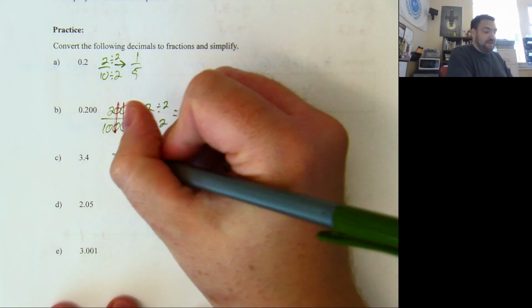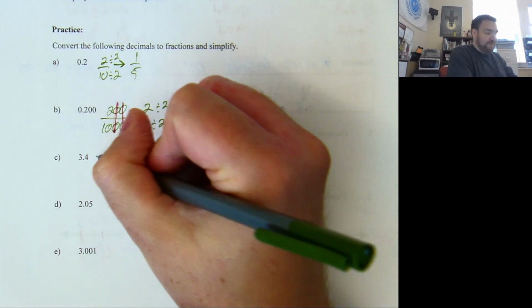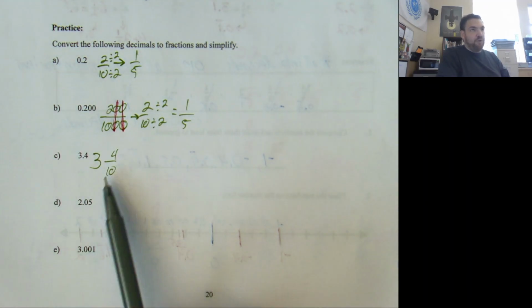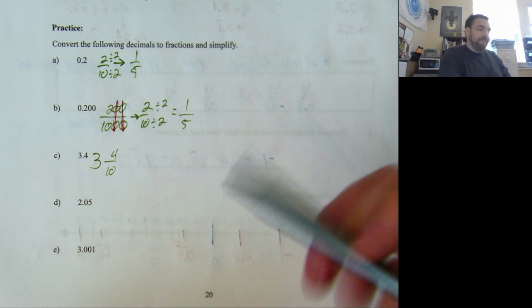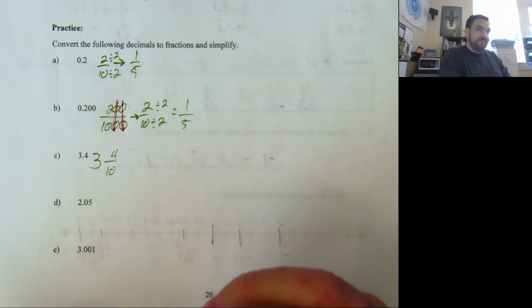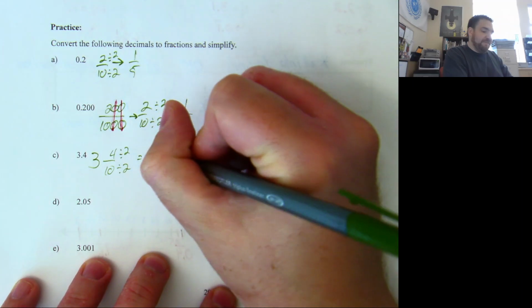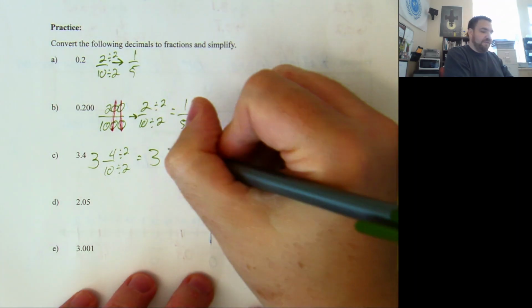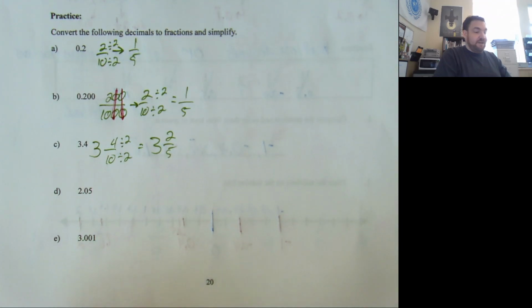It's going to be 4 over 10. And that 3 to the left of the decimal place shows up as the whole number out front. So this thing as a fraction is going to be 3 and 4 over 10. Can I go any further? I can, Andrew. What do I do? Divide numerator and denominator by 2, which is going to give me 3 and 2 over 5. Fantastic. Letter D. Someone else.